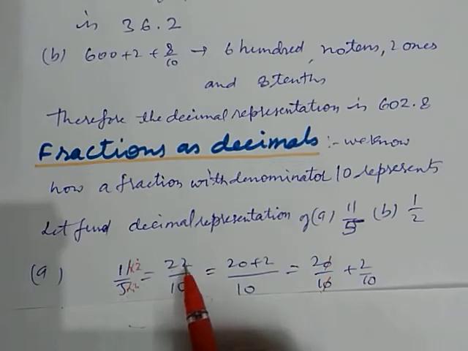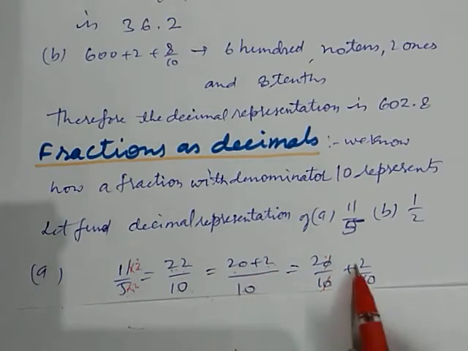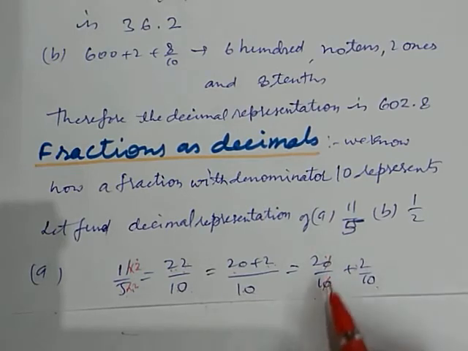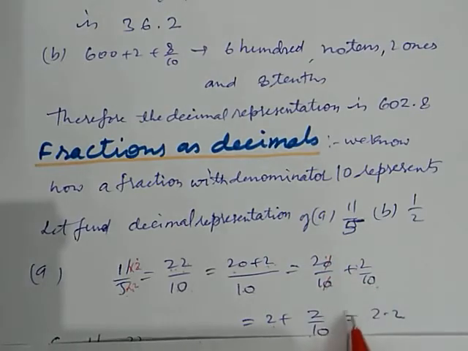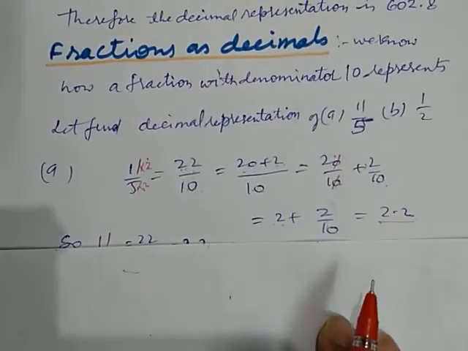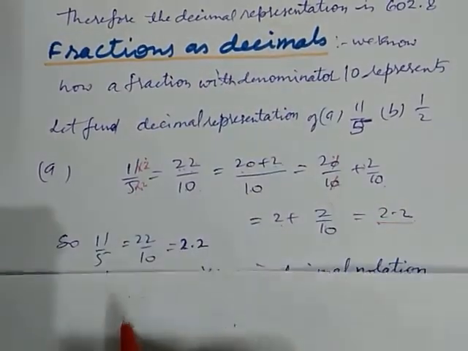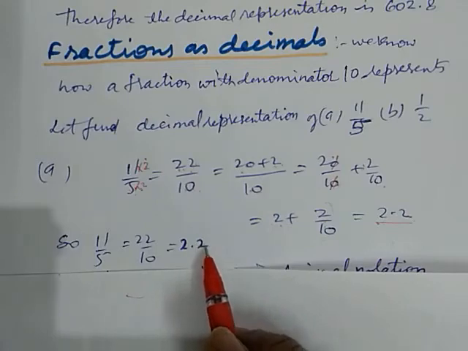Now we break this 22 as 20 plus 2. Split the 22 as 20 plus 2 and divide by 10. So 20 by 10 plus 2 by 10. This 0 is cancelled by this 0, so this becomes 2. And this is 2 by 10, so this is 0.2. So this all becomes 2.2. So this way we represent a fraction as a decimal. So 11 by 5 is 22 by 10, which is 2.2.